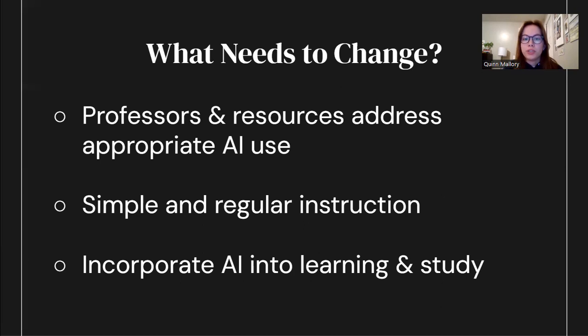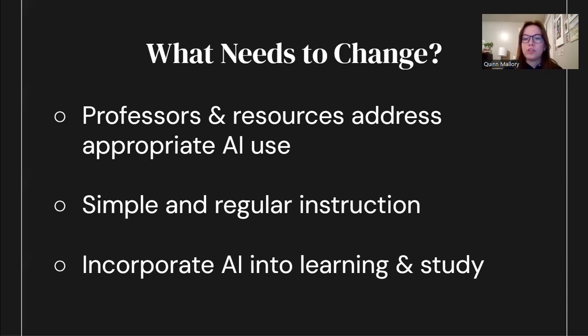So what needs to change? First, professors and resources should address the appropriate use of AI. So during one of her teaching clinicals, Alexis found that students benefited more from AI programs like ChatGPT when provided with adequate instruction and guidelines for using them in an appropriate way that enhances their learning abilities instead of limiting them. So if professors address AI this way, students at UC will benefit similarly.